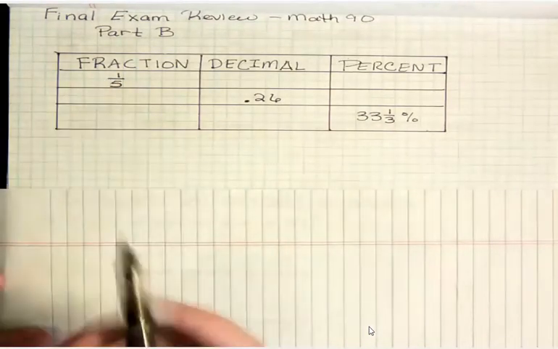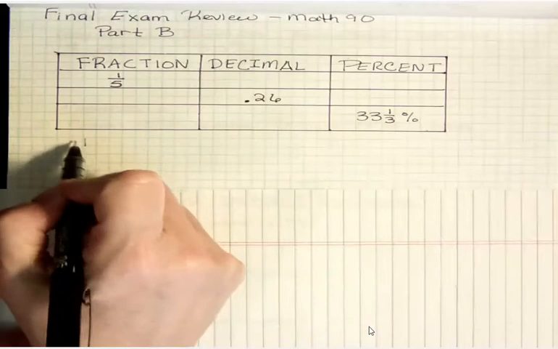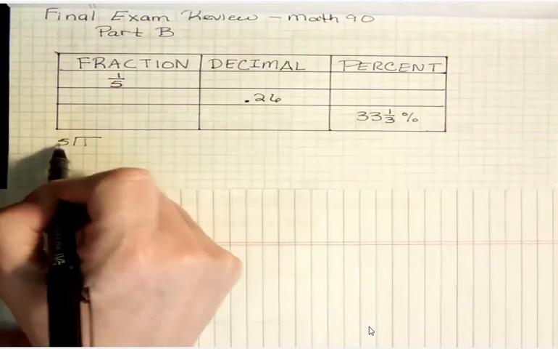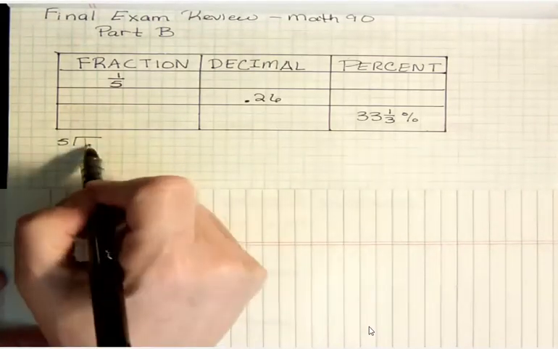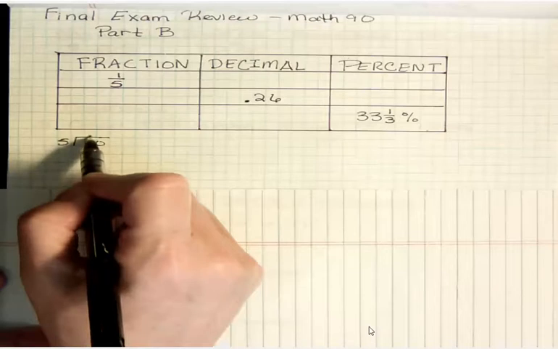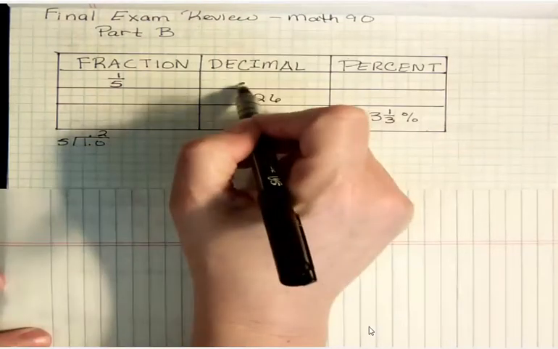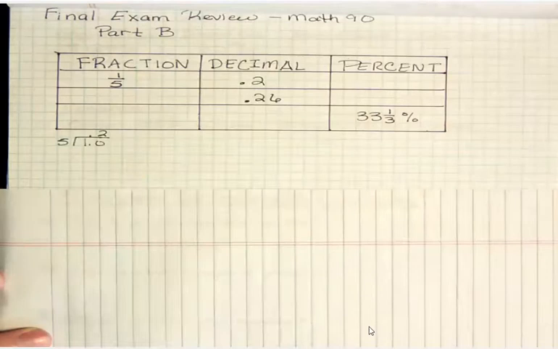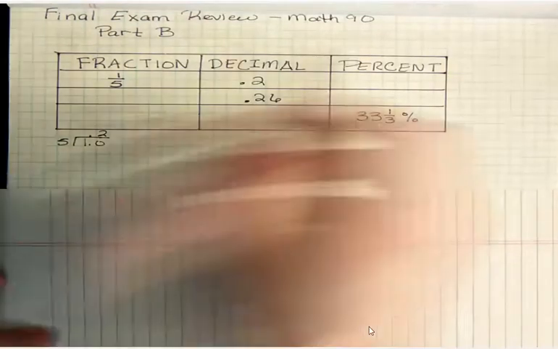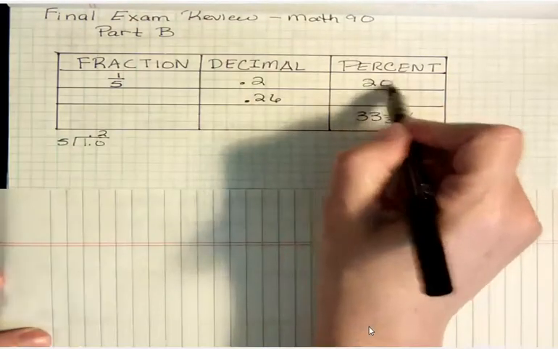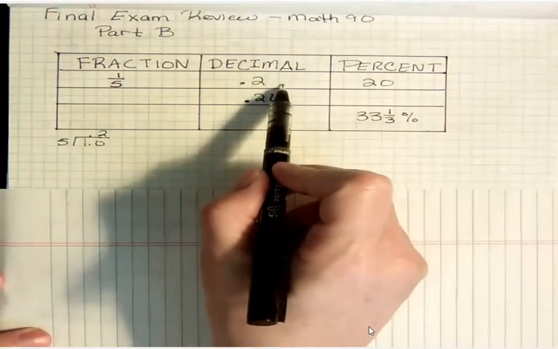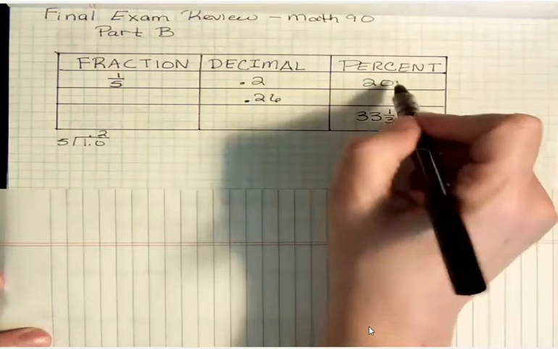Please feel free to use a calculator, but what you're going to do is divide the numerator by the denominator, and then 5 goes into 10 twice, and so as a decimal it's 0.2. And then if I want to change that into a percent, I move the decimal point 2 places. The first place goes after the 2, the next place after the 0, and so I'm going to get 20%.